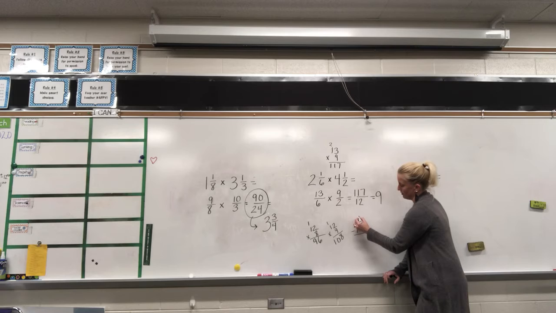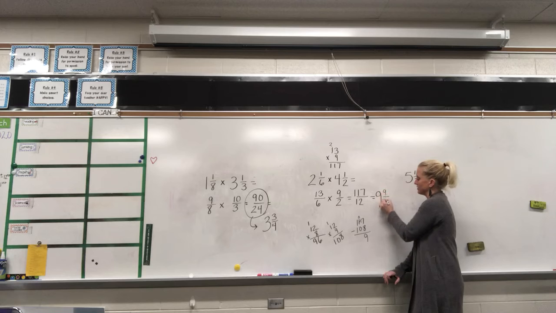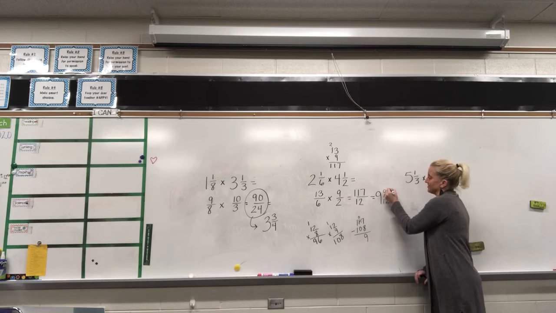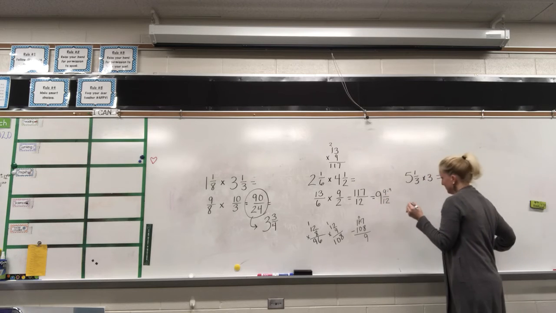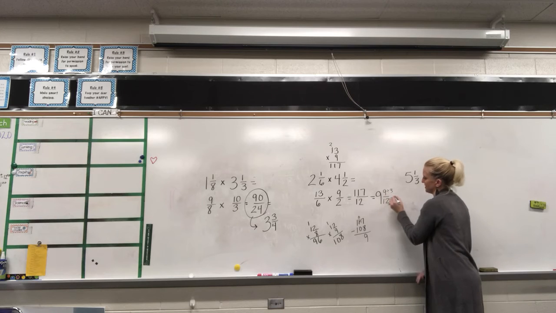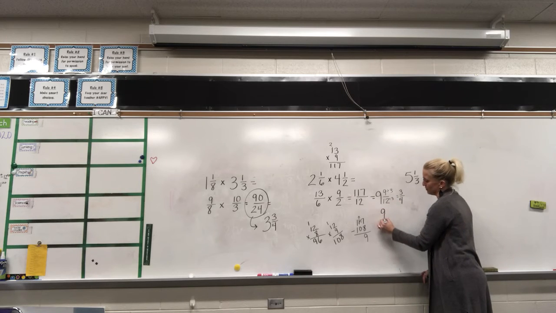So to borrow, 17 take away 8 is going to be 9. And then I end up with just 9. So that's going to be 9/12 left over. And then to simplify that, I'm going to do 9 divided by 3 and 12 divided by 3. 9 divided by 3 is 3, 12 divided by 3 is 4. So my double Rockstar answer is 9 3/4.